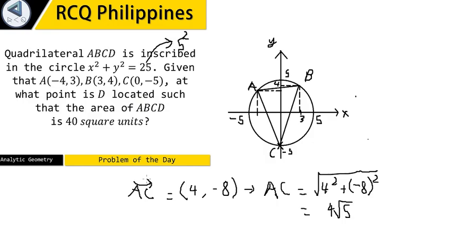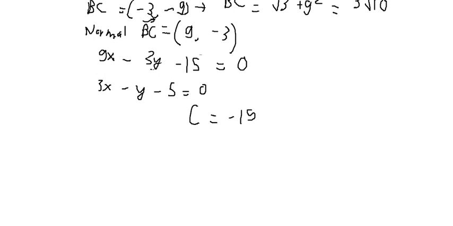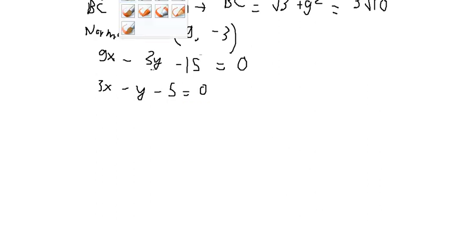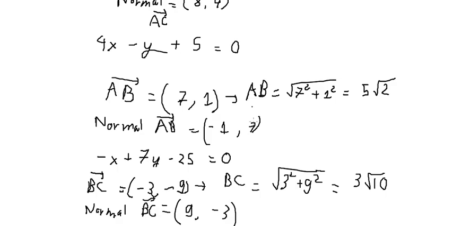So for c, I choose point C. We put 0 here, negative 5 here, and we get c equal to negative 15. So we change c into negative 15. So we simplify by 3. Next, we have AC, AB, and BC here.